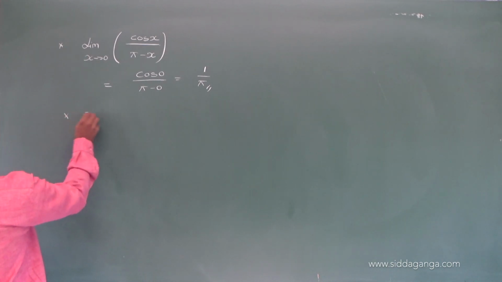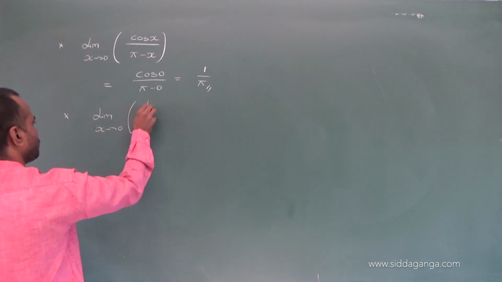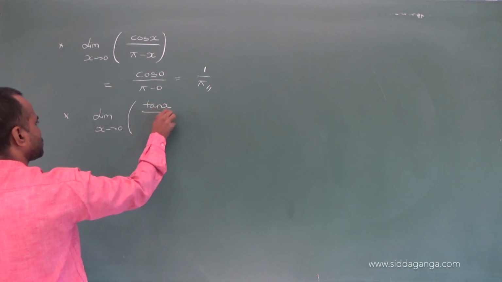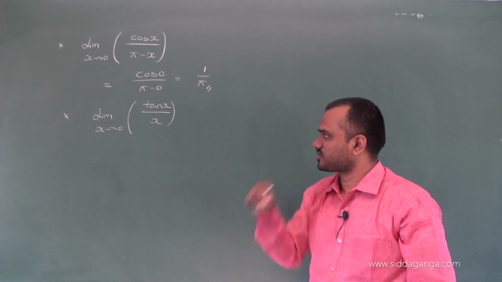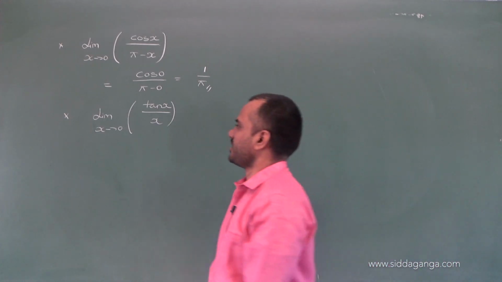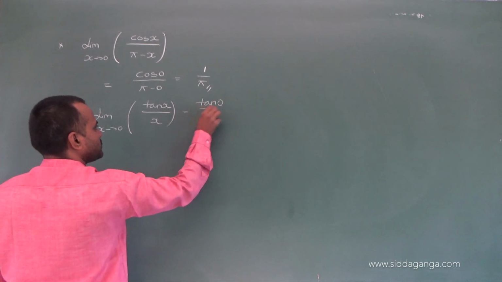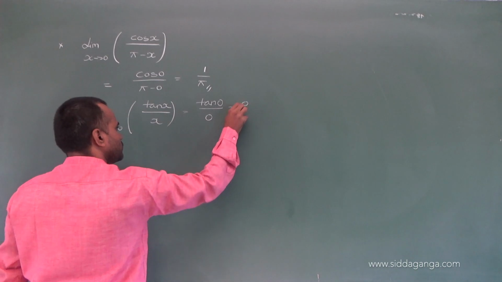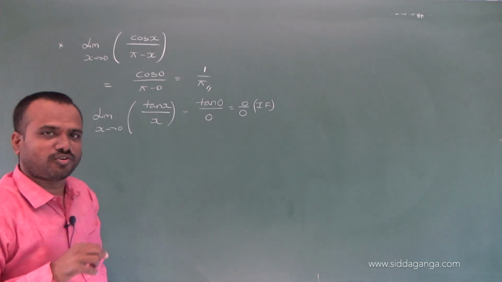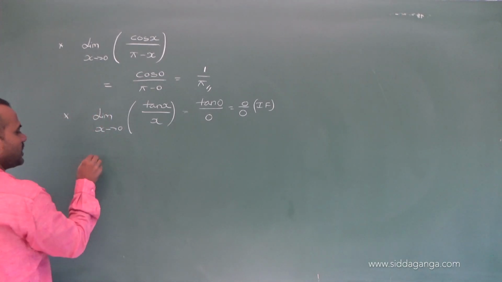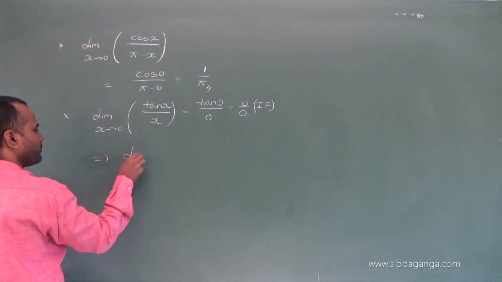Limit x tends to 0, tan x divided by x. Firstly, we substitute the value first. What we got as the result? Tan 0 divided by 0. It is 0 by 0, indeterminate form. Then we take the problem once again.